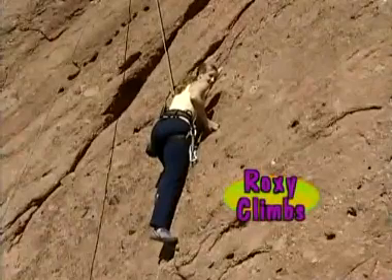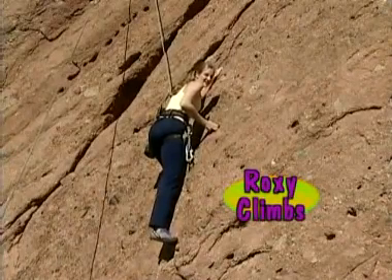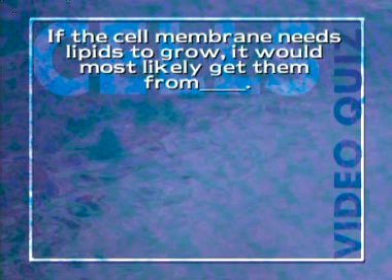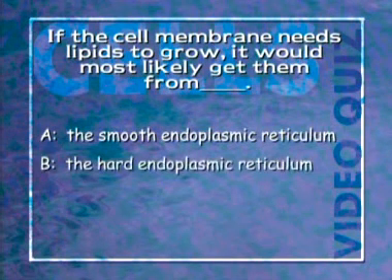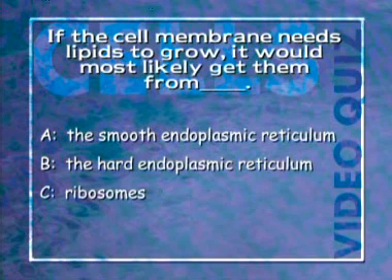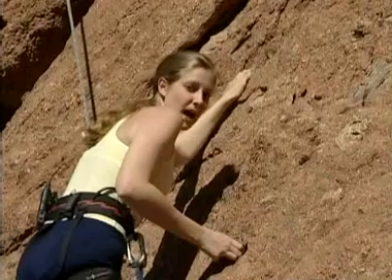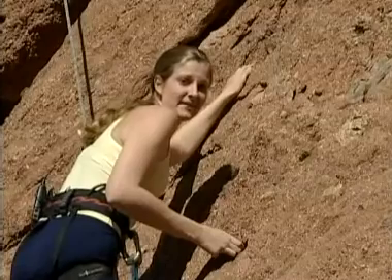Woo! This is a pretty impressive rock face. Let's see if you're impressed with this next question. Question 9. If the cell membrane needs lipids to grow, it would most likely get them from A, smooth endoplasmic reticulum, B, hard endoplasmic reticulum, C, ribosomes, or D, lysosomes? I bet you're all going to impress me with the correct answer. Write it down and let me know.